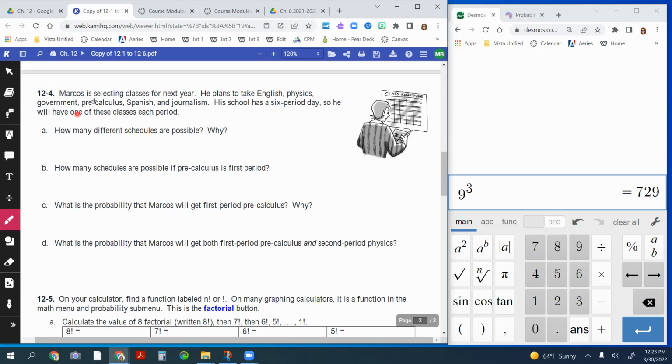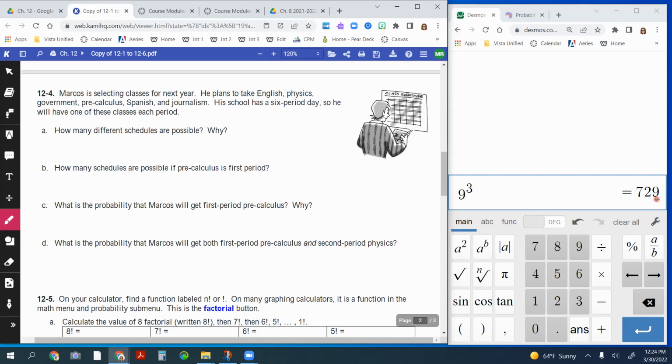So on this one, Marcus is selecting classes for next year. He plans to take English, physics, government, pre-calculus, Spanish, and journalism. His school has a 6-period day, so he will have one of these classes each period. How many different schedules are possible and why?